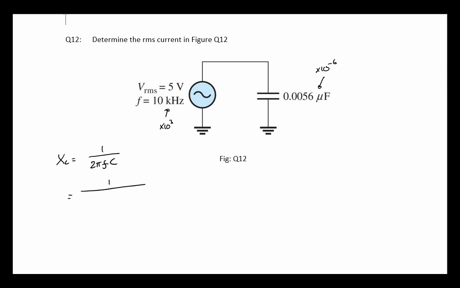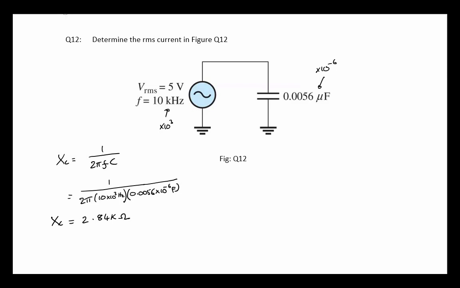You get 1 divided by 2 pi, and the frequency is 10 multiplied by 10 to the power of 3 hertz, times 0.0056 multiplied by 10 to the power of -6 farads. You plug those values into your calculator, you get a capacitive reactance XC. The units is going to be in ohms. You'll get 2.84 kilo ohms, okay, so 2,840 ohms.